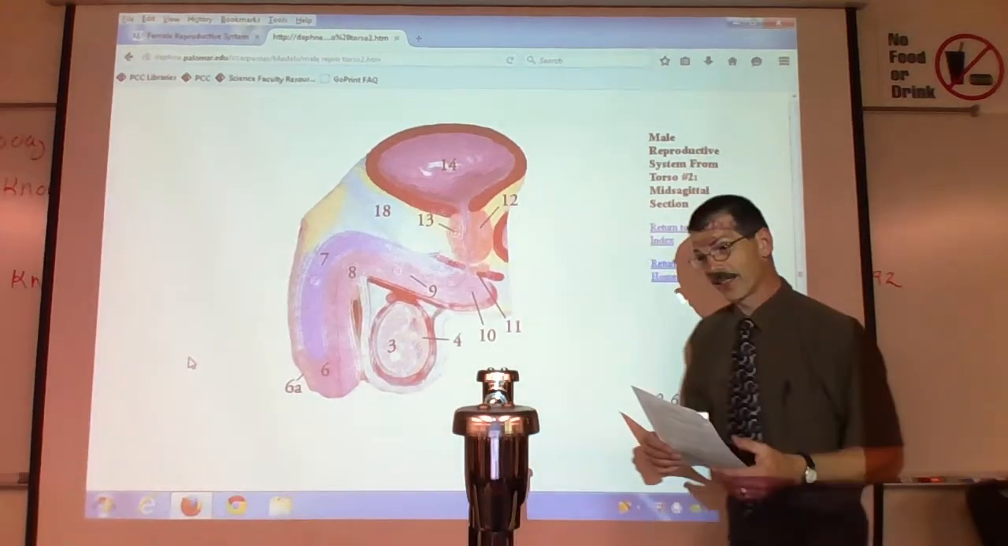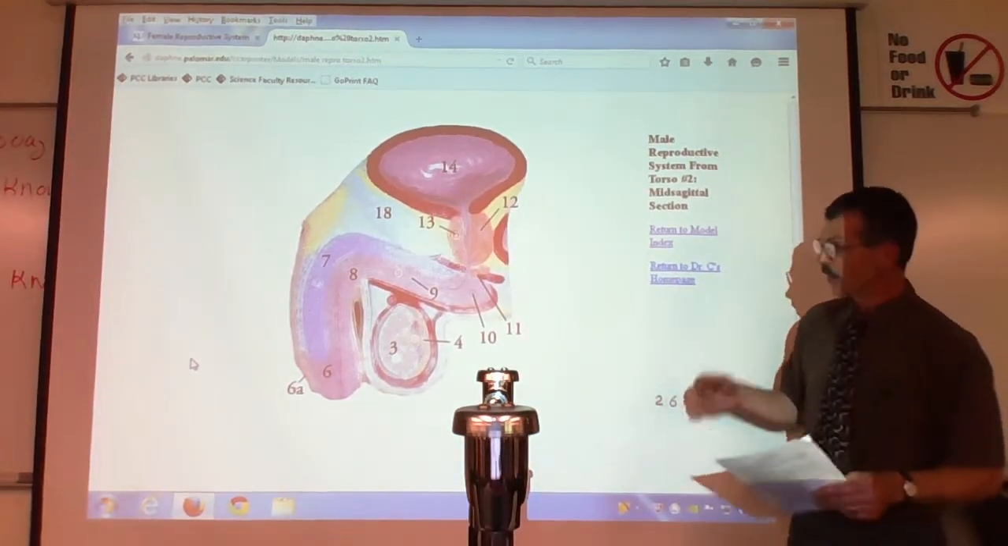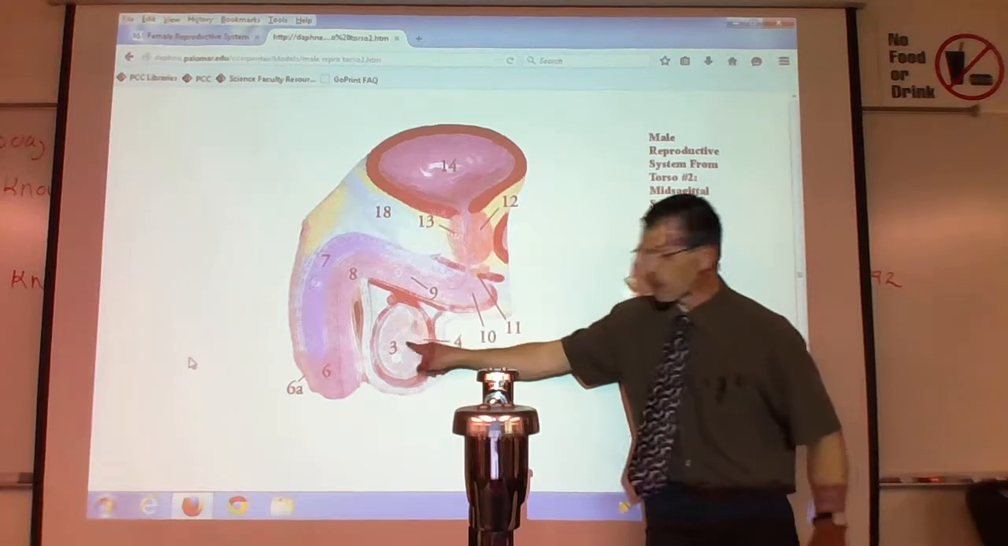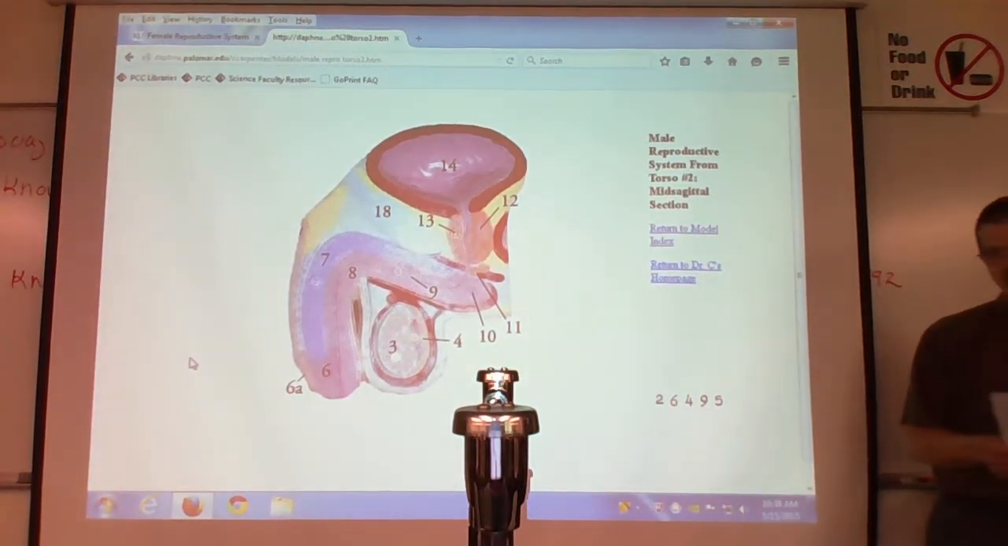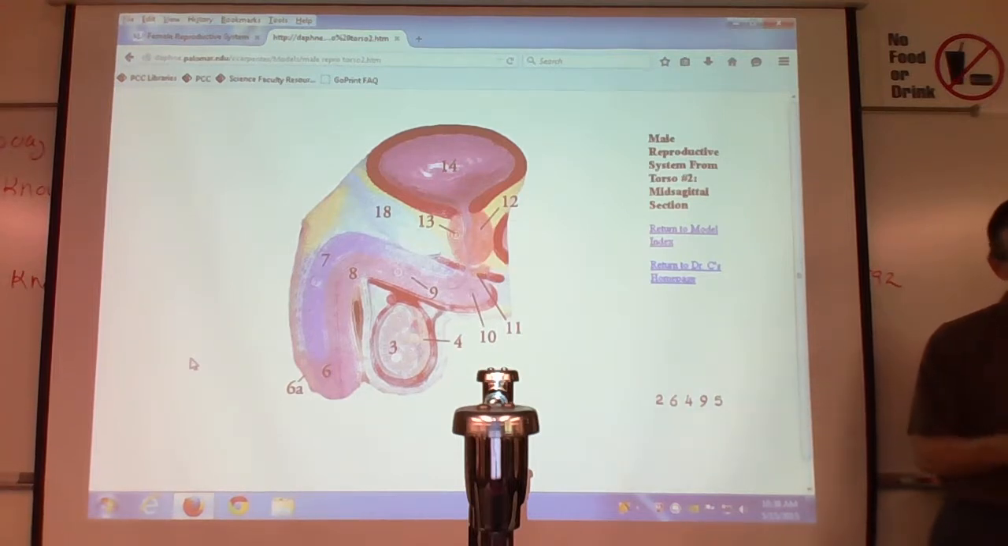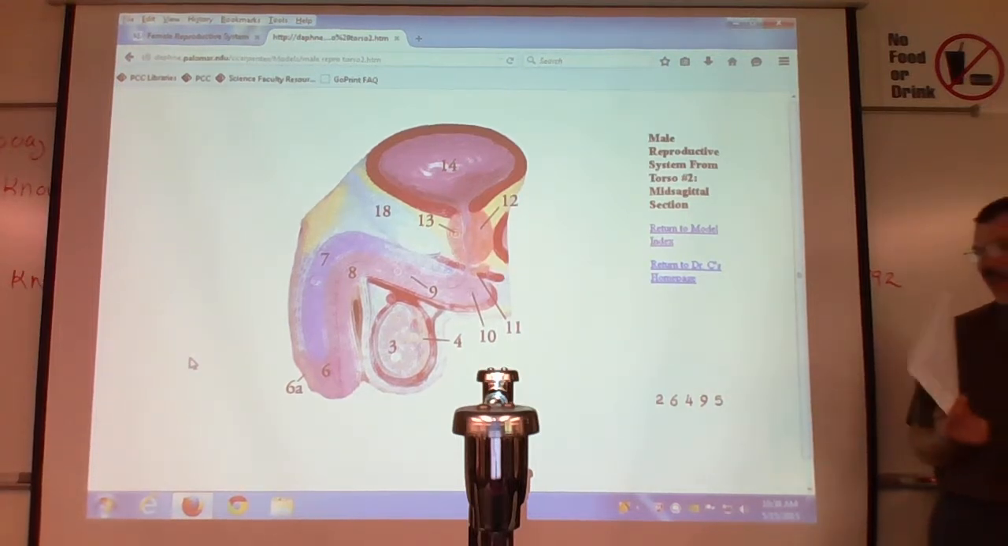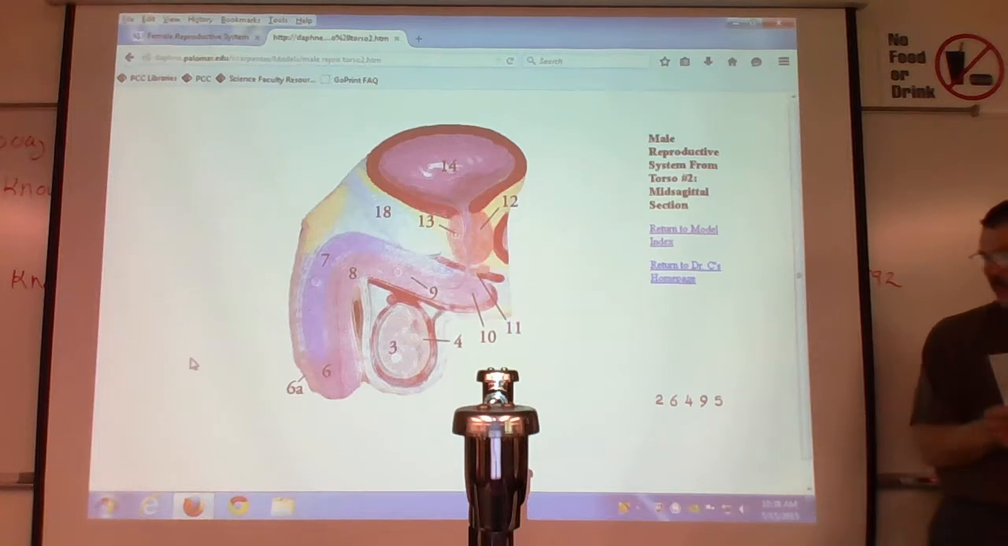They don't call it a hilus, they call it a rete. If this were a lung, you'd say hilus. If it's a testis, you say rete. It's a net, not a hilus.